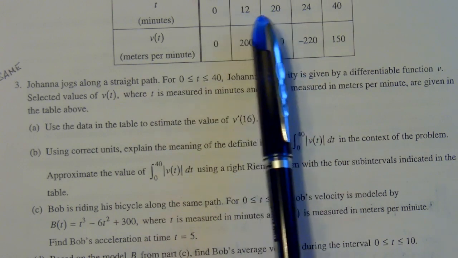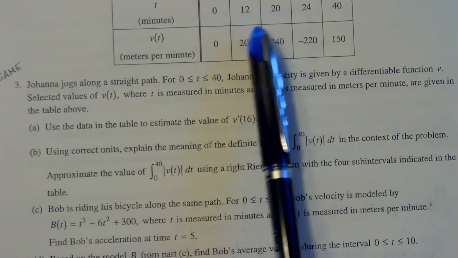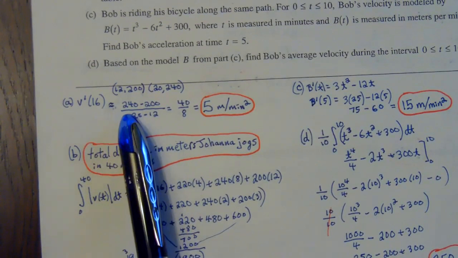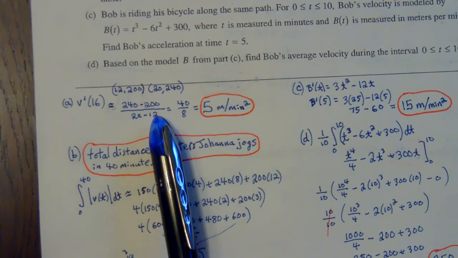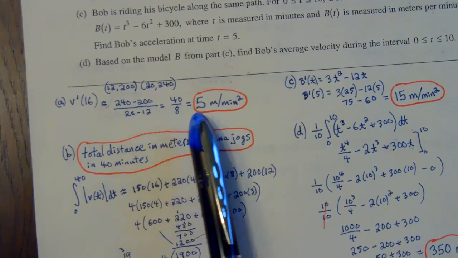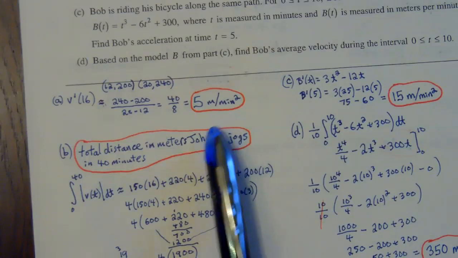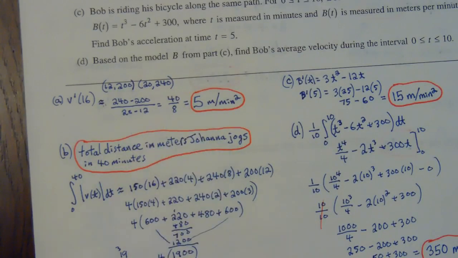So going between 12 and 20, where 16 lies, write down those 2 points, and then just find the slope between those 2 points, because the derivative is slope. No calculator on this problem, so just reduce that a little bit. And then since you're doing the derivative of velocity, that's your acceleration units right there. Okay, so just do your slope. You got part A down.